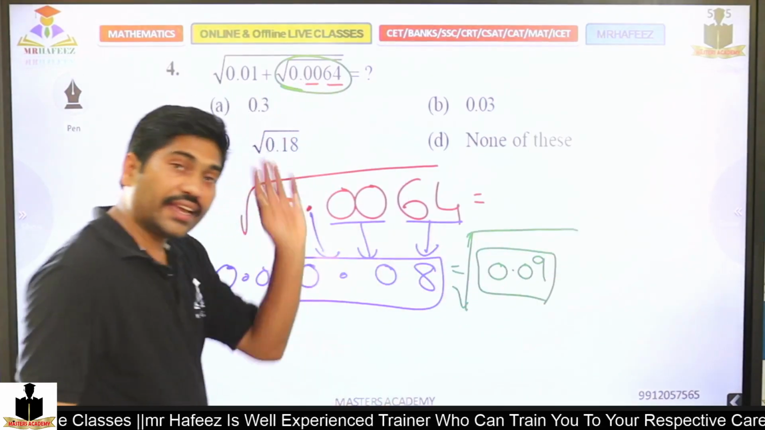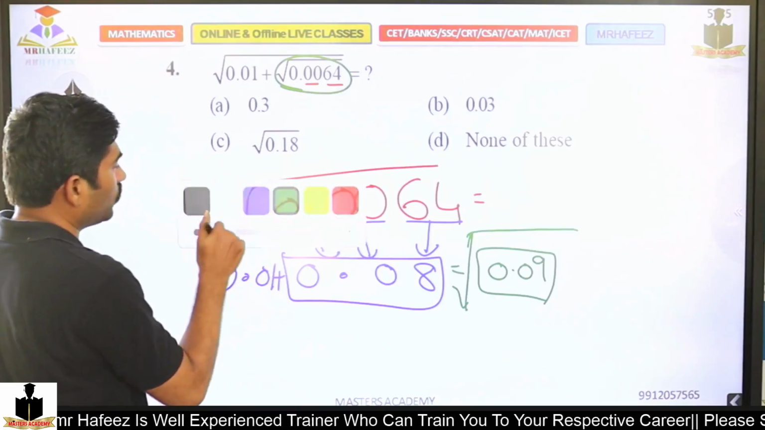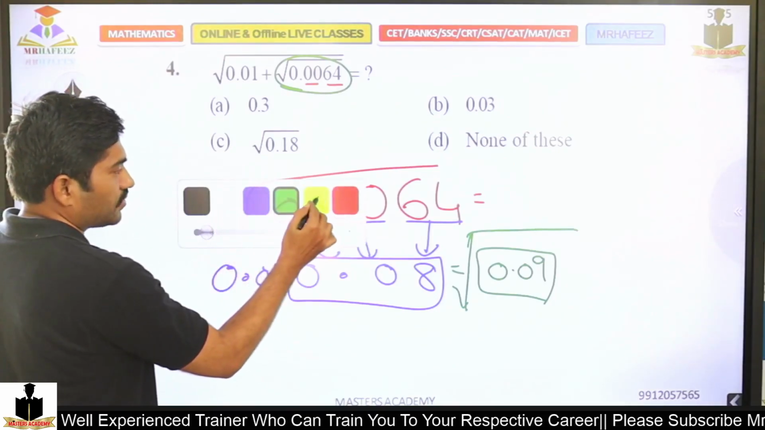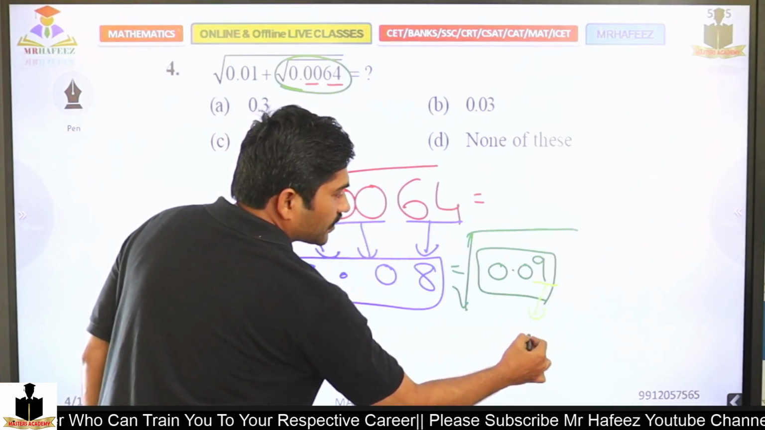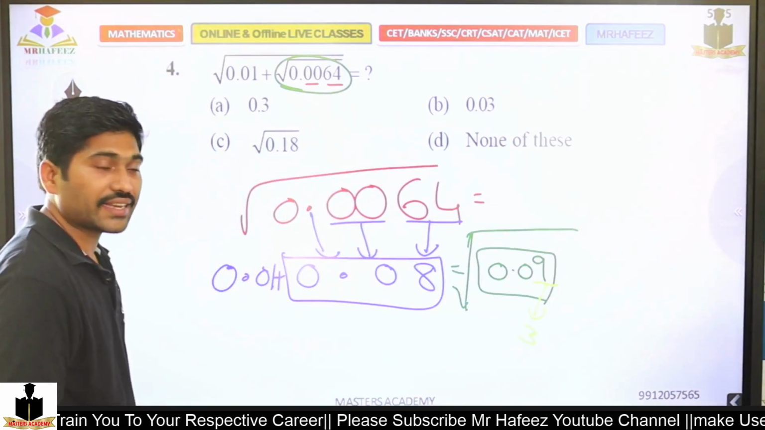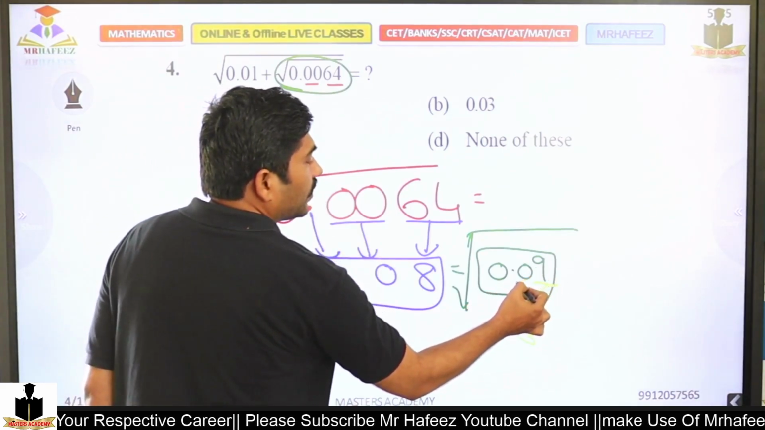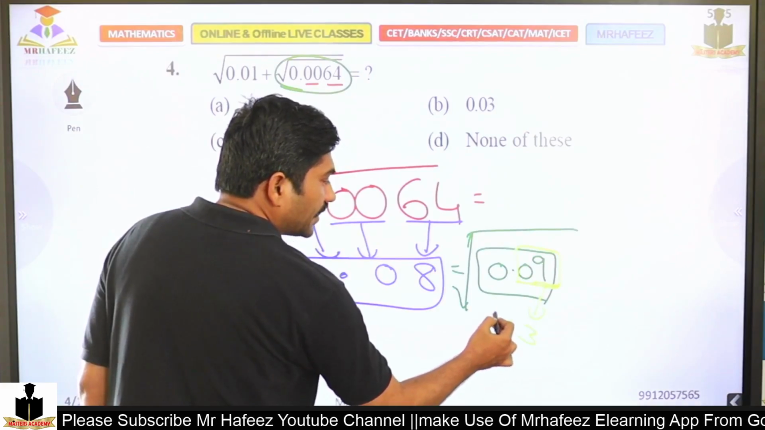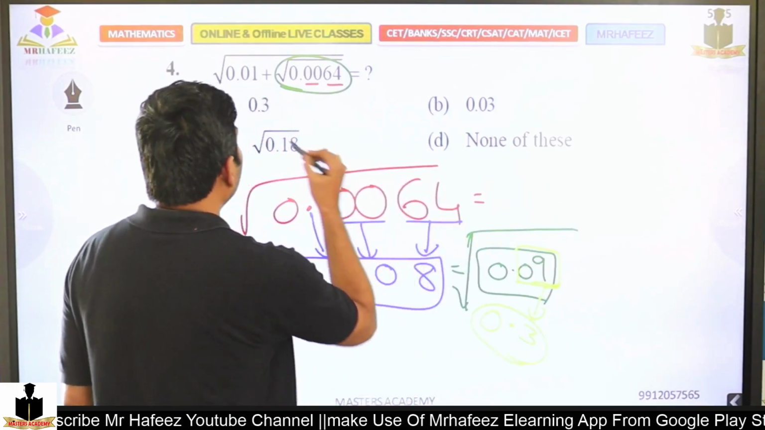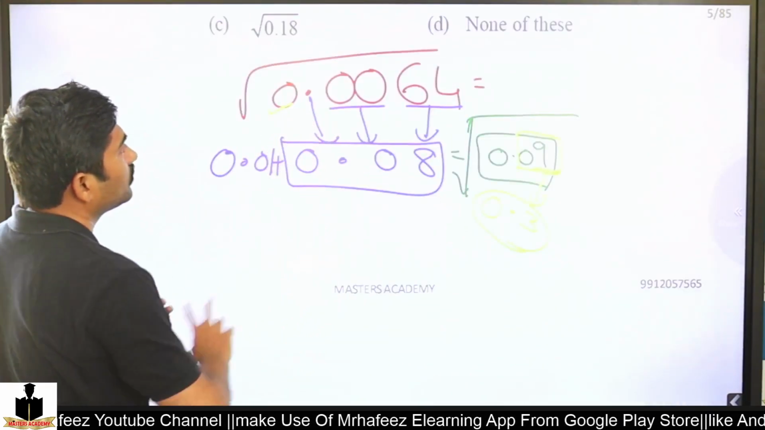So again the same rule, what is the square root of 9? Square root of 9 is 3. So 0 and 9 is 3, so it's 0.3.